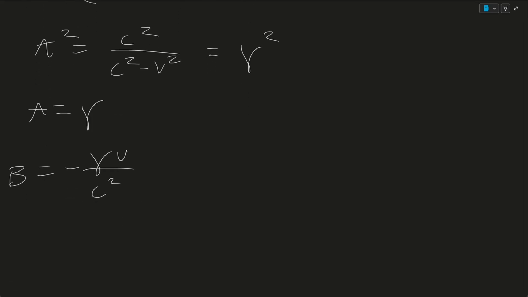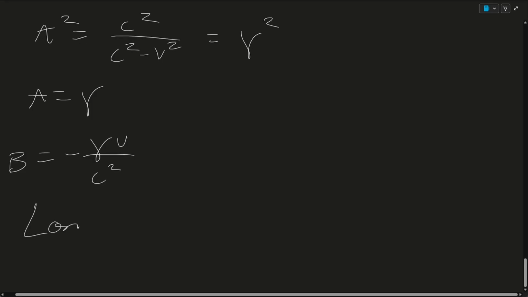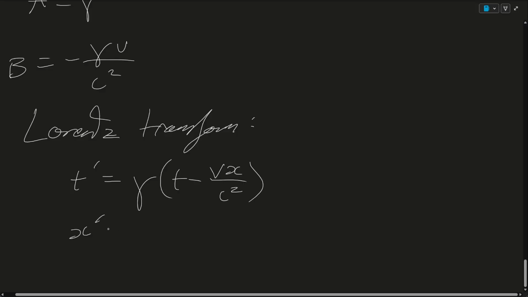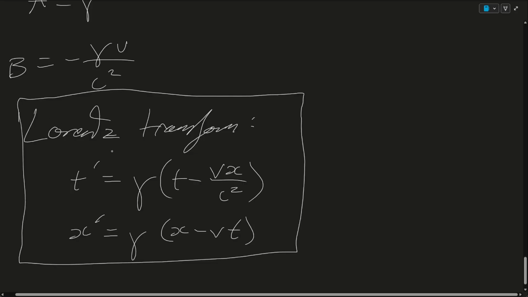Okay. So now we can actually determine what a Lorentz transformation is. And so, the Lorentz transformation: t dash is equal to gamma times t minus v x over c squared. x dash is equal to gamma times x minus v t. Whoa!